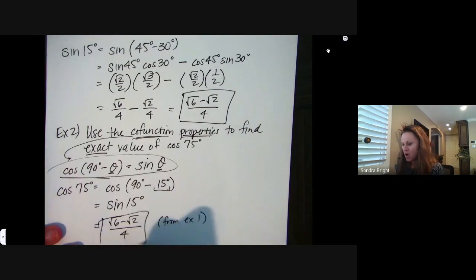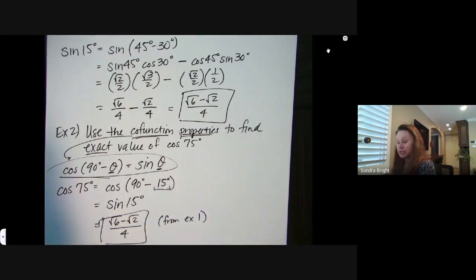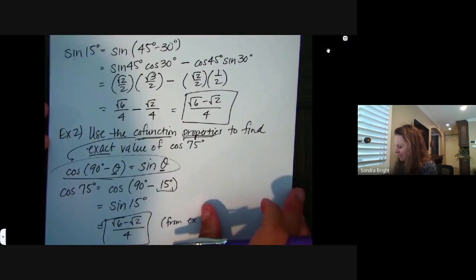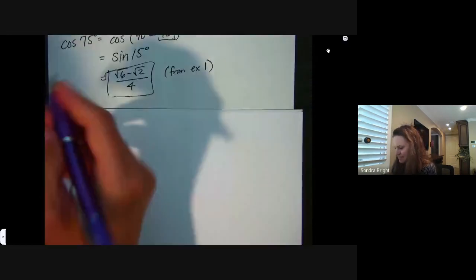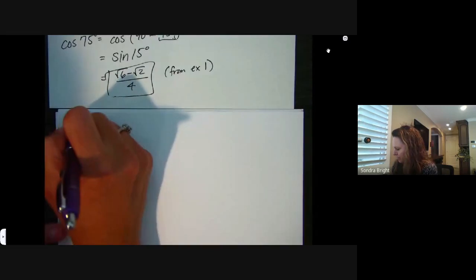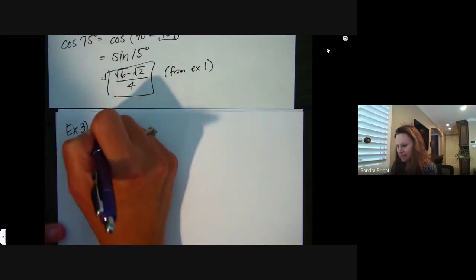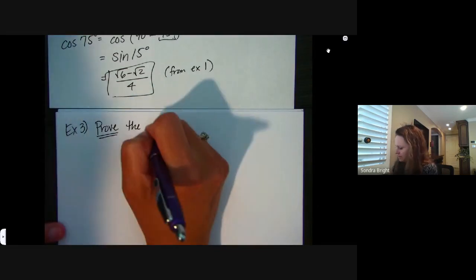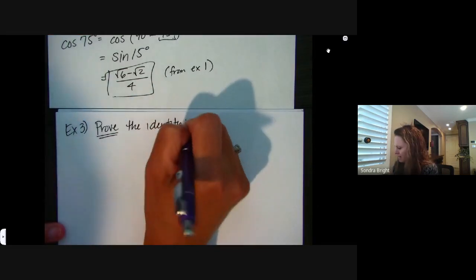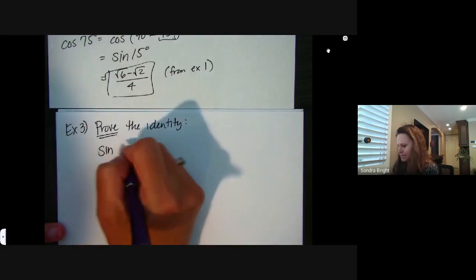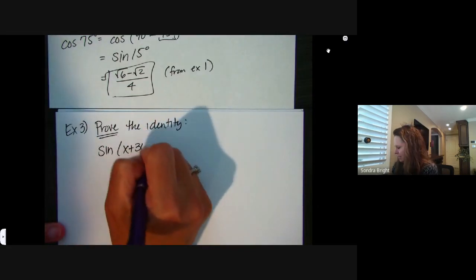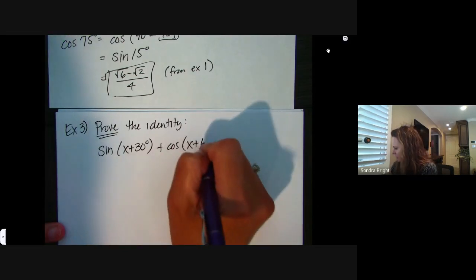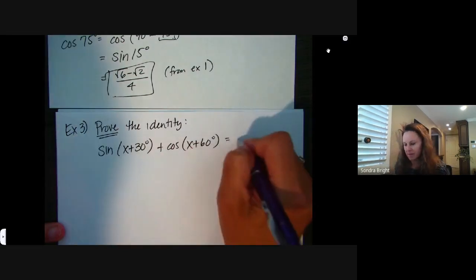Nice. Okay, let's do some proving of identities because we love it. Let's prove the identity that sine of x plus 30 degrees plus cosine of x plus 60 degrees is equal to cosine of x.